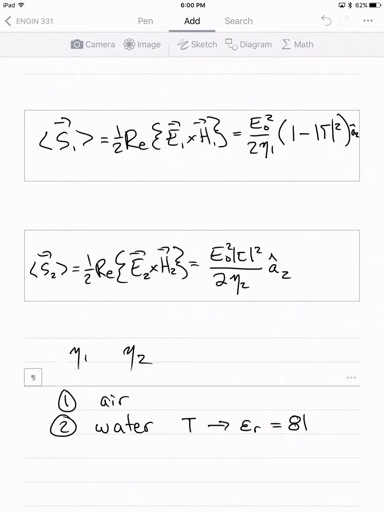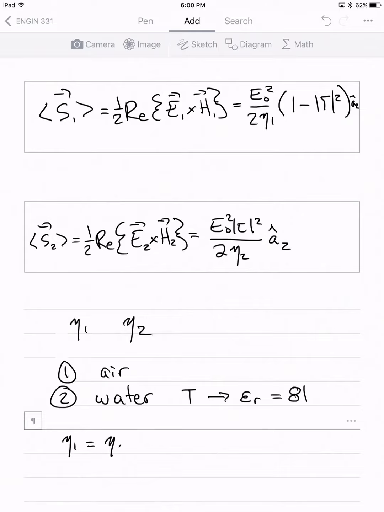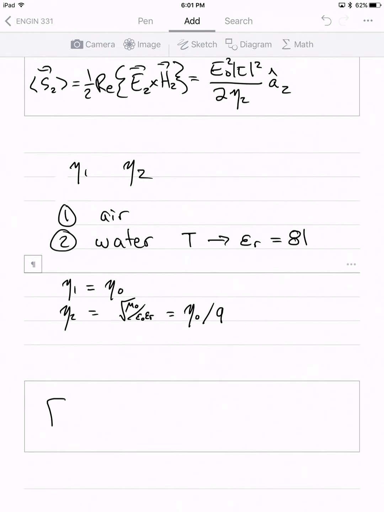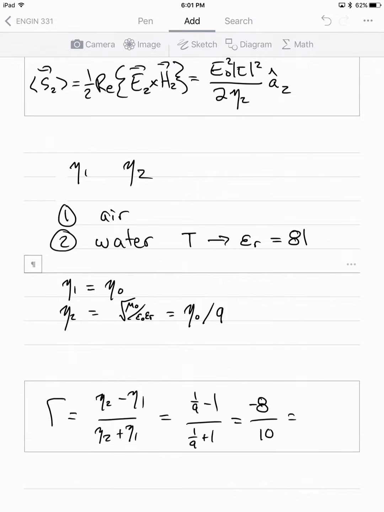Both of these things are non-magnetic, so eta 1 is just equal to eta naught, approximately. It's air, so it's not exactly vacuum, but it's close enough. Eta 2, on the other hand, is going to be equal to square root of mu naught over epsilon naught epsilon r, which gives us eta naught over 9, because the square root of 81 is 9. Then our reflection coefficient is equal to eta 2 minus eta 1 over eta 2 plus eta 1, which if I divide through by eta naught to make my life easy, it's 1/9 minus 1 over 1/9 plus 1. So that's minus 8/9 divided by 10/9, which is minus 8 over 10, which is equal to minus 4/5.